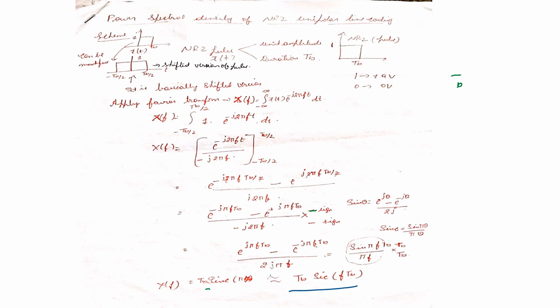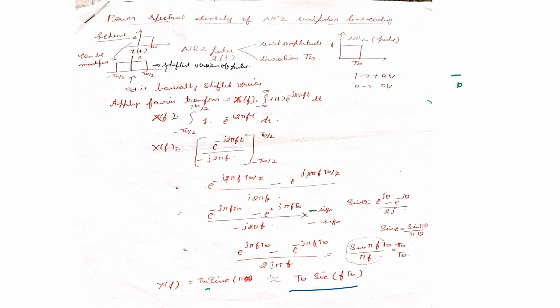In this video, I'm going to talk about the power spectral density of the unipolar, bipolar, polar and Manchester line coding techniques. Here you can see the power spectral density for non-return to zero unipolar line coding.